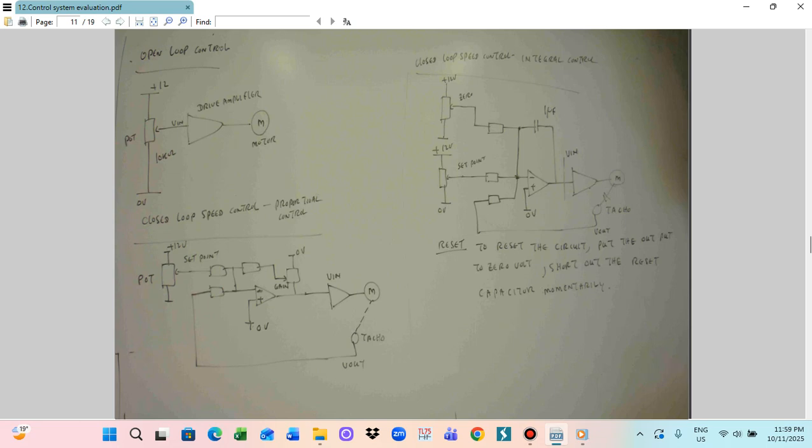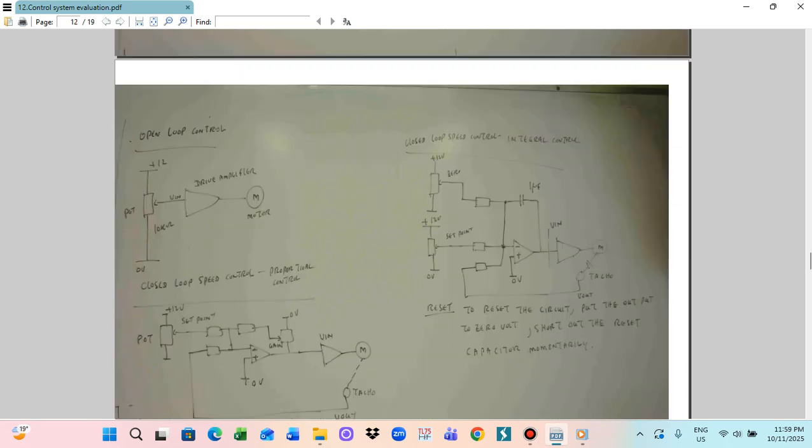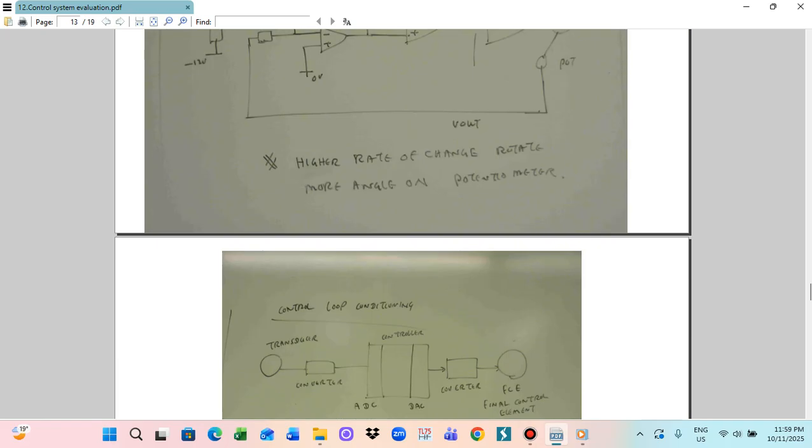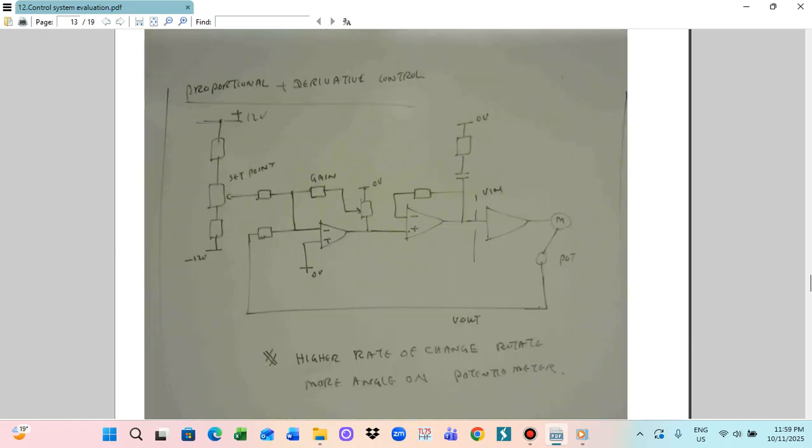Another one will be the integrated control system. The proportional control does not have any reset function. So if you want to put the reset function, you have to use the integrated control. So closed loop speed control and integrated control.